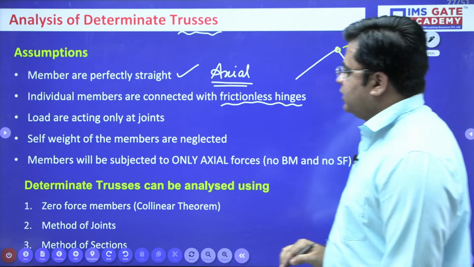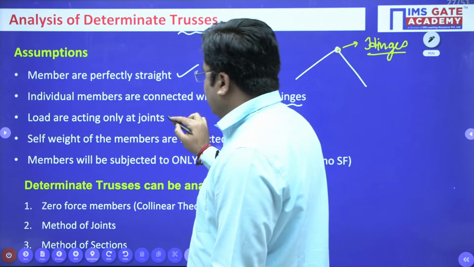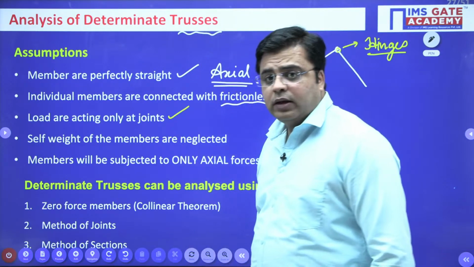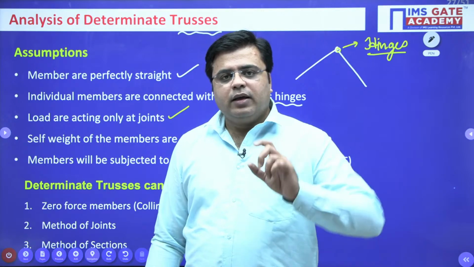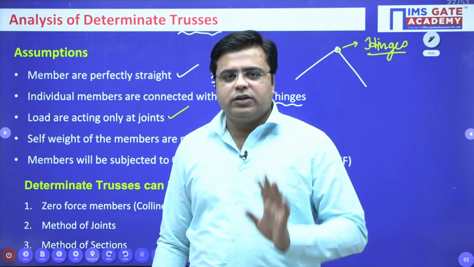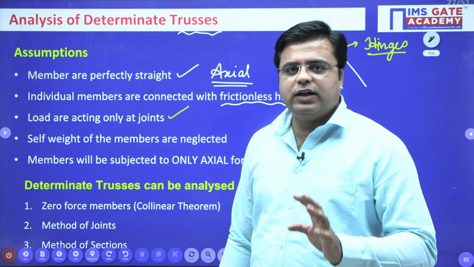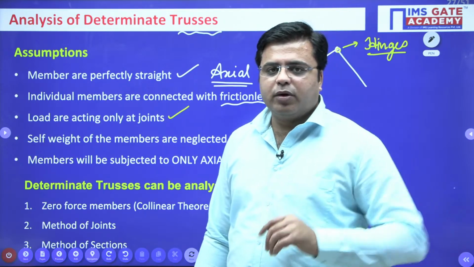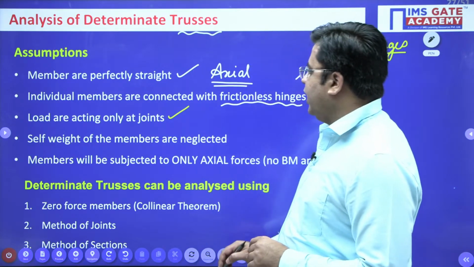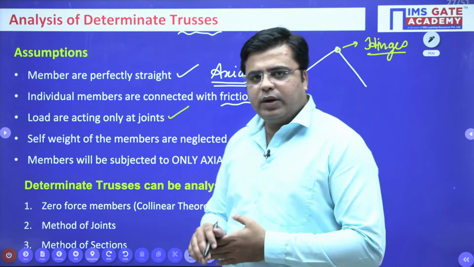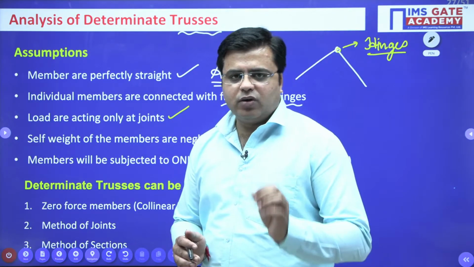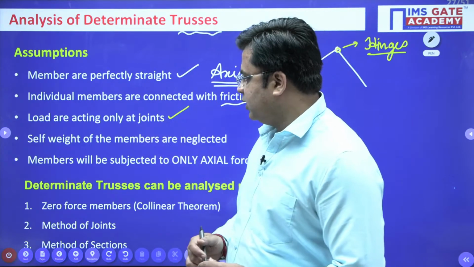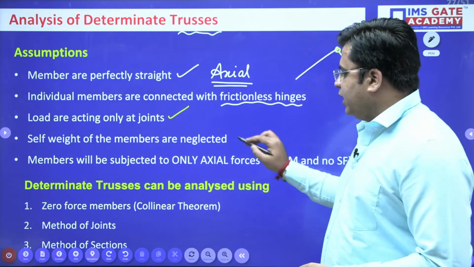The next assumption is that load is acting only at the joints. Again, there is no calculation of bending moment. That's why we apply loads only at the joints, so that only axial forces come in the members of the truss. In order to avoid development of any bending moment, all the loads are applied at the joints because trusses are only analyzed for axial forces. Self weight of the member is neglected.